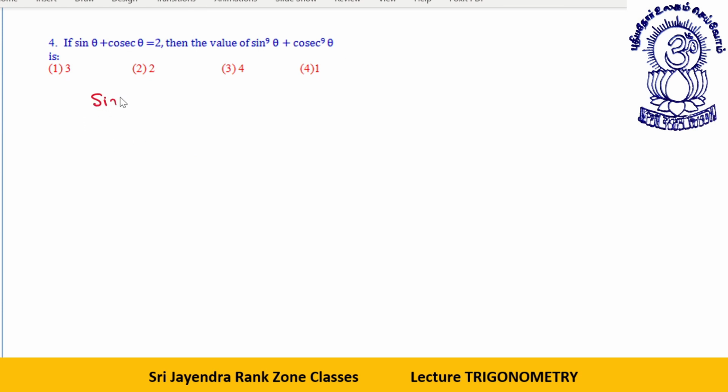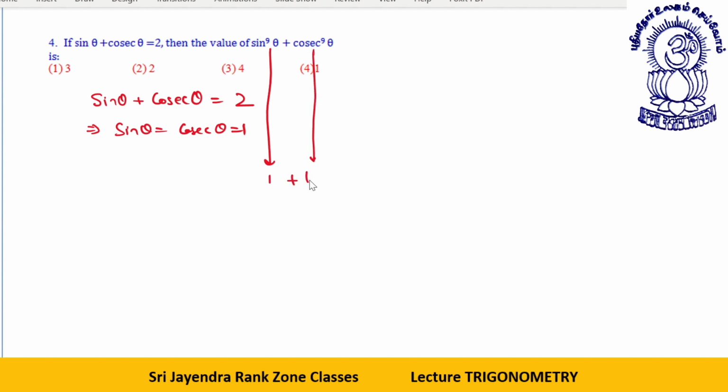Again, you have sine theta plus cosec theta is equal to 2. This implies sine theta is equal to cosec theta is equal to 1. Now what will happen? This will be 1, this will be 1. 1 raised to power 9. So that is 1 plus 1 is equal to 2. Okay, dear students, very clear? Next one.